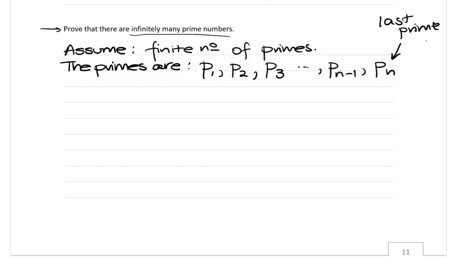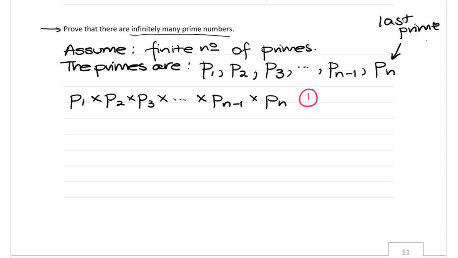This proof gets a little bit weird now. Let's just say we decided to multiply all of these primes together. So we've multiplied all of our primes together, P1 times P2 times P3, going all the way up to Pn minus 1 times Pn. And because we're going to be using this later on, let's call that 1.